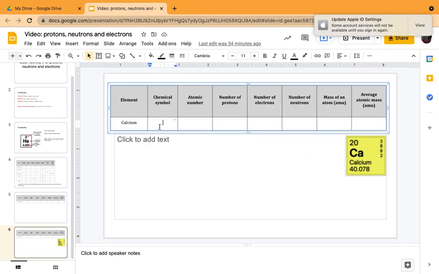So calcium, the chemical symbol is Ca. Notice that's capital and then lowercase. The atomic number is right at the top, so it's 20. The number of protons is the same as the atomic number, which is also 20. The number of electrons, well, I said that everything on that table was neutral, so the number of electrons is also going to be 20. I'm going to skip the number of neutrons and the mass number for now, and go straight into the average atomic mass, which is right here. I don't need to put the unit because the unit's already here. So it is 40.078.